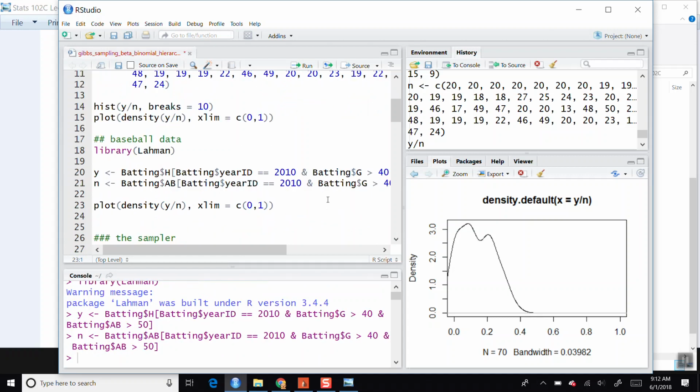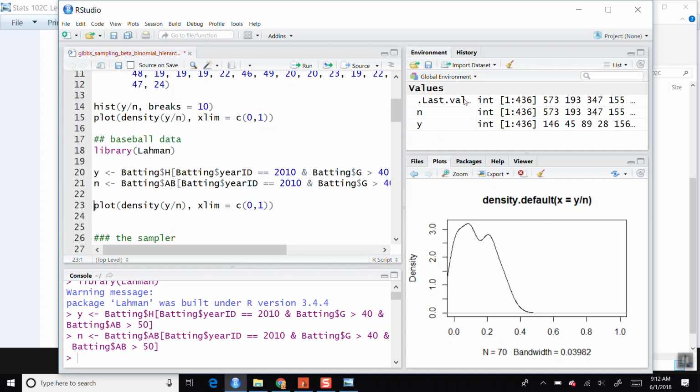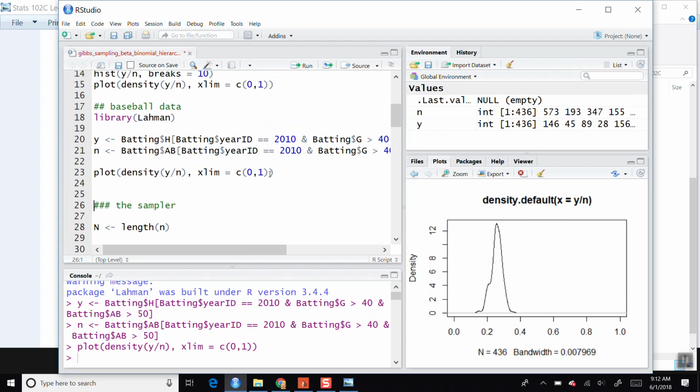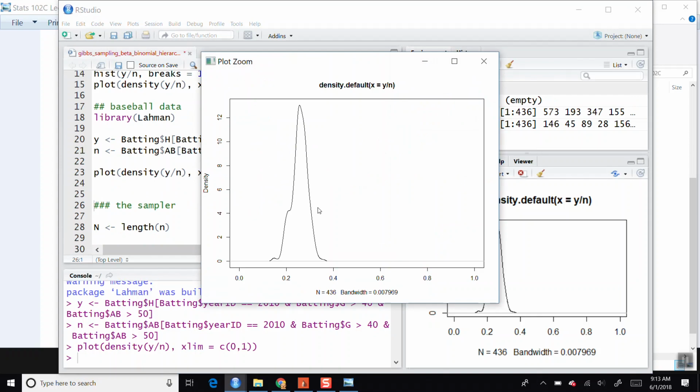So even though I say I only want to look at the year 2010, I still have 436 values here. If I did the whole thing, we would get way too many numbers, and our sampler would get bogged down. Okay, and if I plot the density of the batting averages, you can see it's centered between 0.2 and 0.35-ish. This is our empirical density. This is what we see in the data, right?